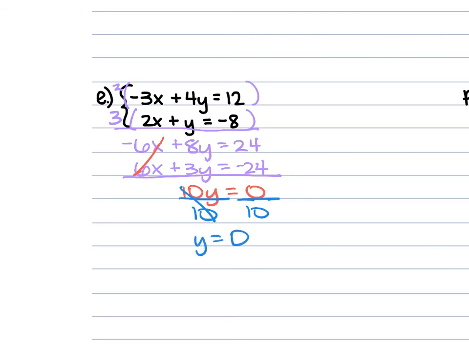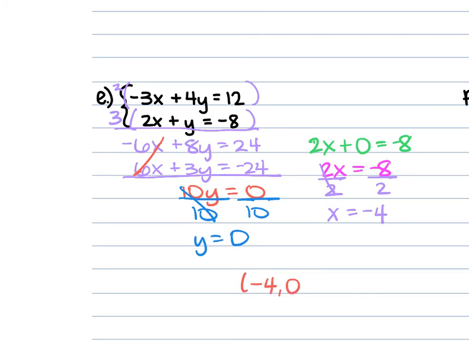Choose one of the equations, plug it in. I'm going to choose the bottom one. So we're going to have 2x plus 0 is equal to negative 8. This is the same thing as 2x is equal to negative 8. And then divide by 2. We get that x is equal to negative 4. So my solution is negative 4, 0.